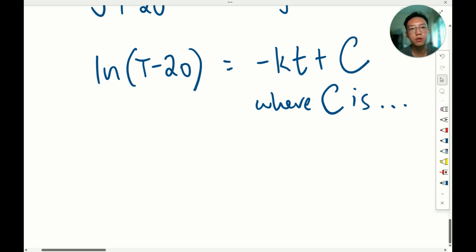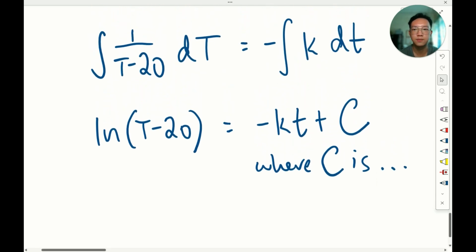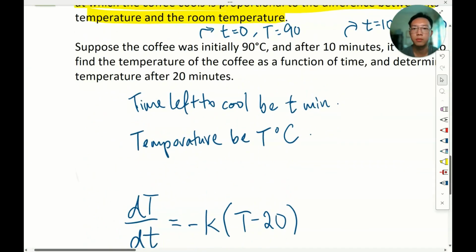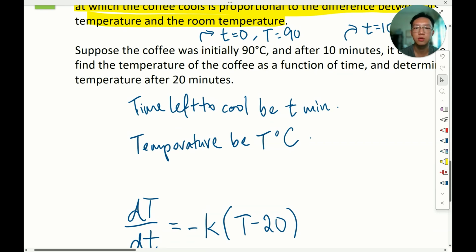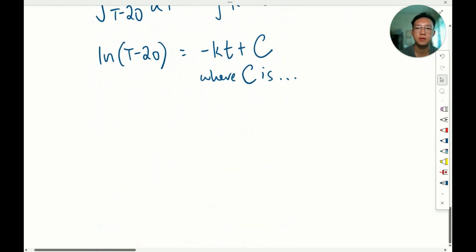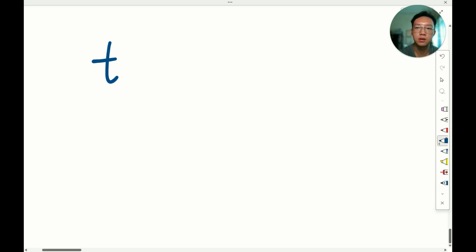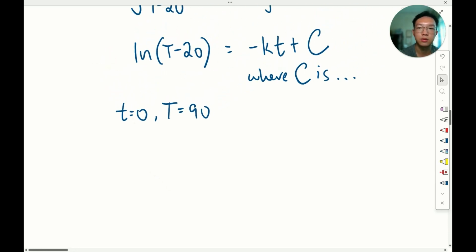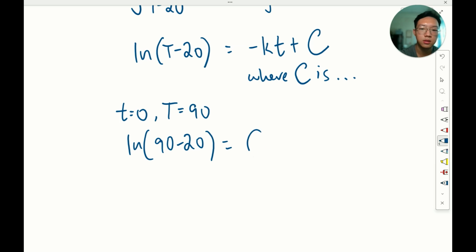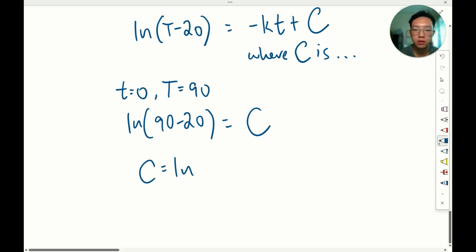And let's start to solve for two constants. We have k, the proportionality constant, and c, which is the integral constant. So let's use one of the known points first. t equals to 0, big T equals to 90. So when t equals to 0, big T equals to 90. How do we substitute this in? ln 90 minus 20 equals to c. So we have c equals to ln 70. That is one constant solved.